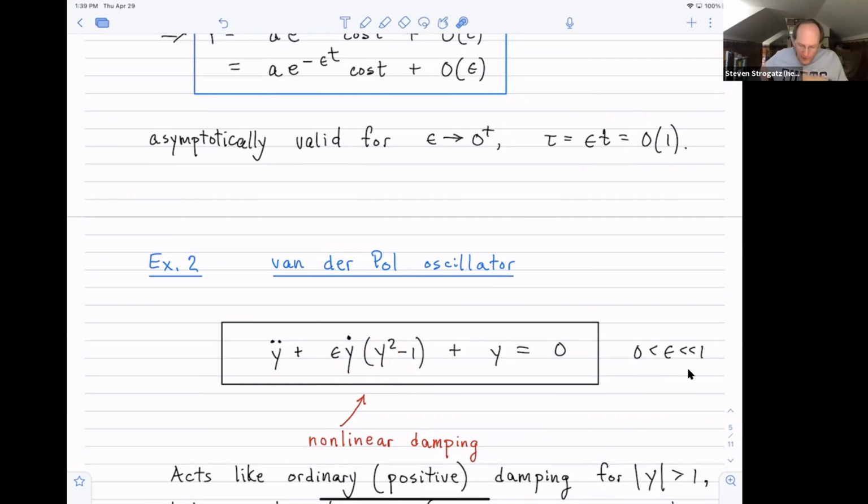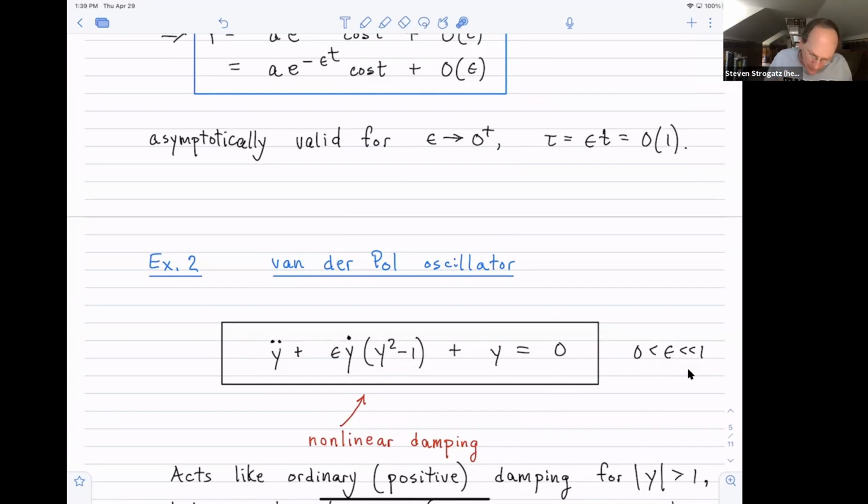It's a genuine nonlinear oscillator that you have to analyze perturbatively or qualitatively in the phase plane using nonlinear dynamics techniques. So van der Pol studied this for small epsilon, and it's got very interesting behavior. So let me try to give you some intuition about how this thing behaves.